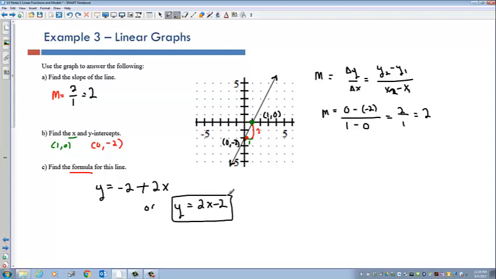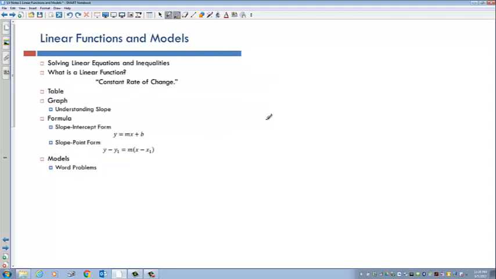And so there's a formula for this line. You can even check it by plugging in another point. If you plug in 1 here, you see you get out 0. If you check 2 points and it works, you know it's right, because there's only one line that goes through 2 points.